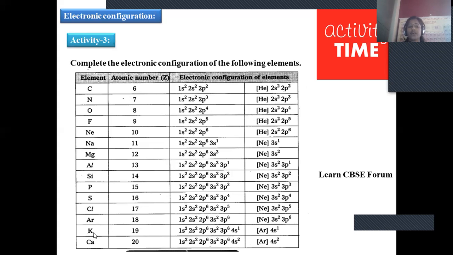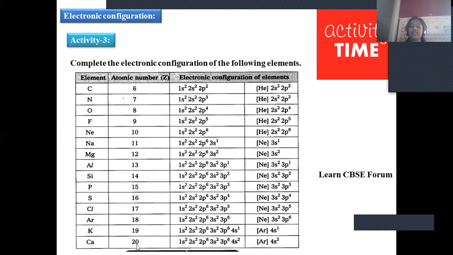Now potassium, it should find a new shell to fill the electron. Where will the new shell be? Here 4s. It will go to the 4s1 level in accordance with the Aufbau principle. After 3p, the electron will enter into 4s rather than 3d. This is purely explained based on the Aufbau principle. The Aufbau diagram will show this. So here the 19th electron will enter into 4s1. The argon configuration will be written and 4s1 will be there.